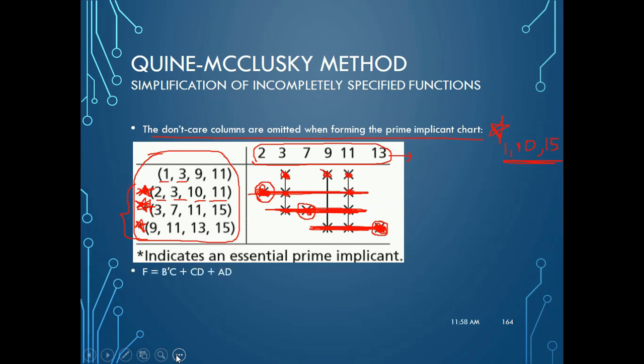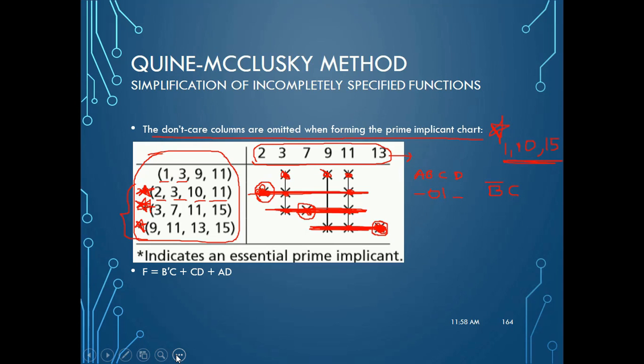So what is the final expression? We are going to write that is 2, 3, 10, 11. If you see 2, 3, 10, 11, what was it? It was dash 0, 1 dash. Is it? So B, C, D, four variables you have. Is it? So what is B? B is B bar, and C is 1, so that's why B bar C.